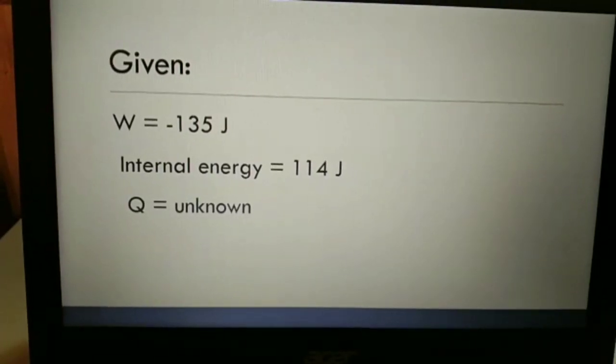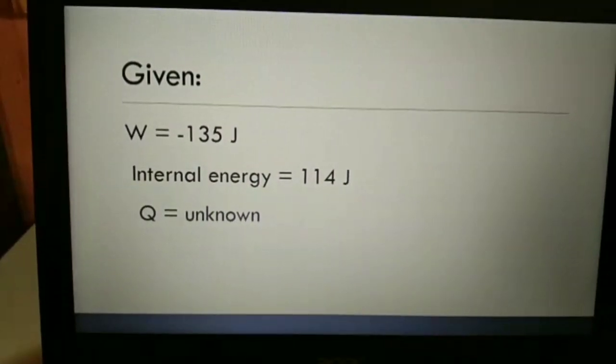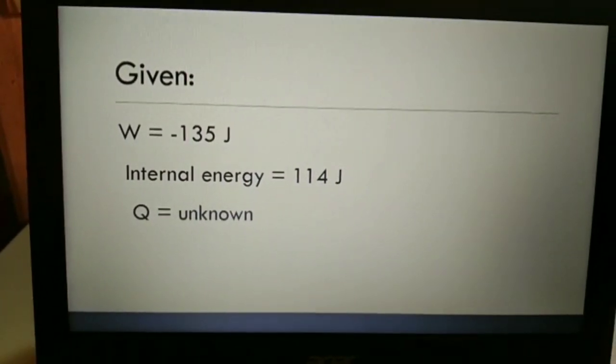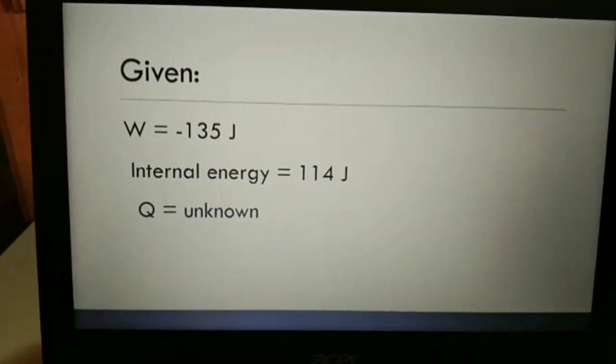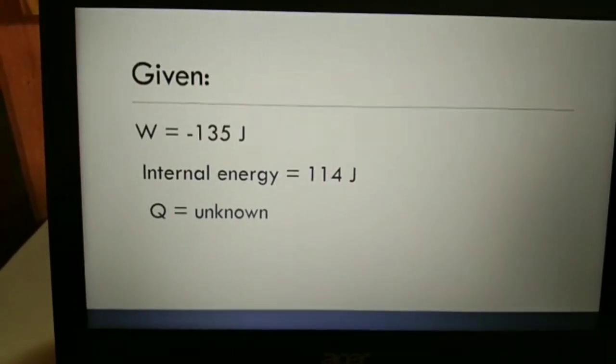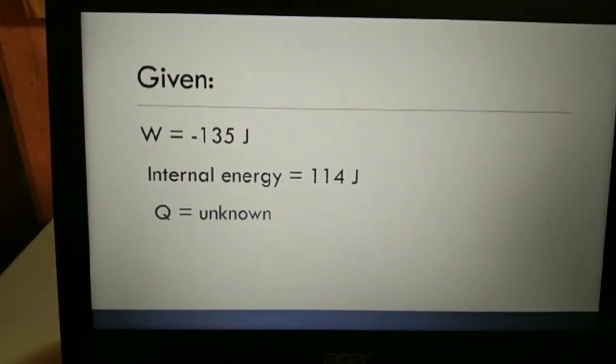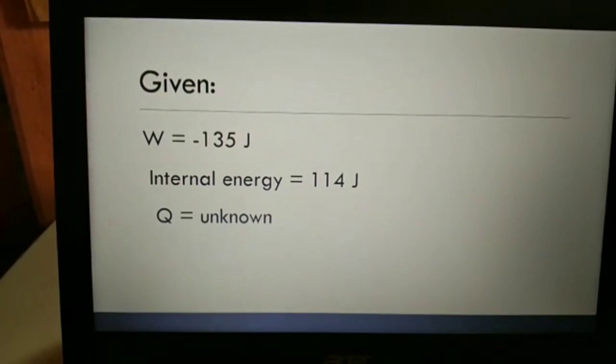The work is equal to negative 135 joules. Note that work is done on the gas, so work has a negative value. The change in internal energy is equal to 114 joules. Note that internal energy increased during the process, so the change in the internal energy has a positive value.